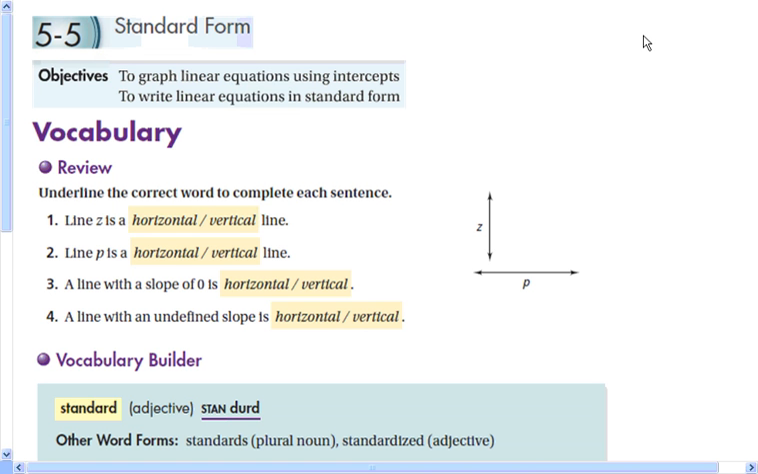So we'll do this review real quick. You can pause and try it first if you want. Check back with the answers.